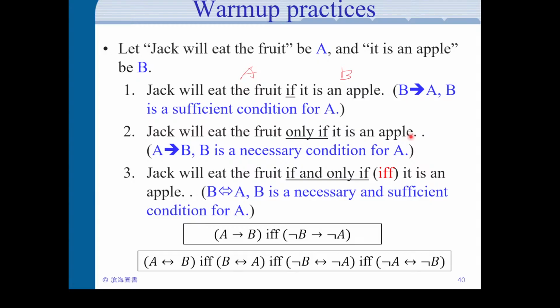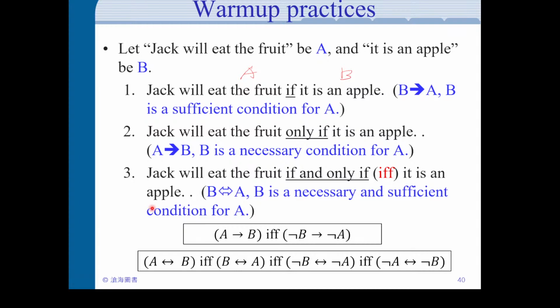And then there is this thing that we talked a little bit about before, that is Jack will eat the fruit if and only if it is ripe. If and only if we will abbreviate as IFF, and in terms of arrow notation we will have B double arrow A, and this means B is a necessary and sufficient condition for A. So if this happens, this will happen, and if this happens, this will happen. So these two statements are equivalent. Okay.